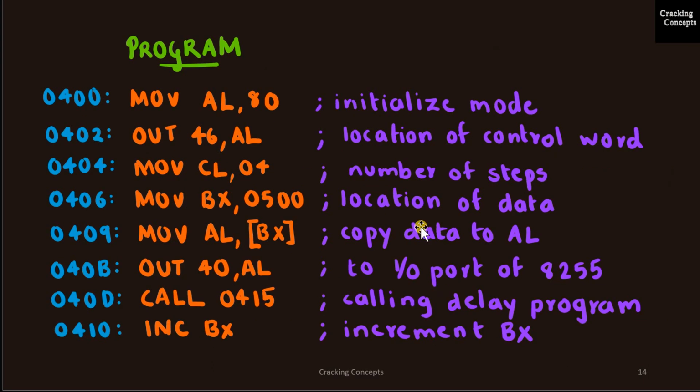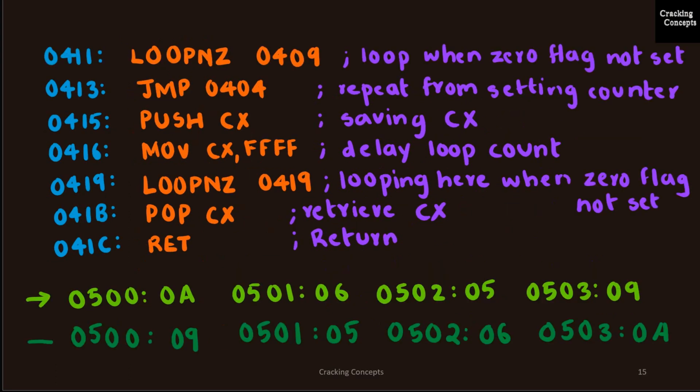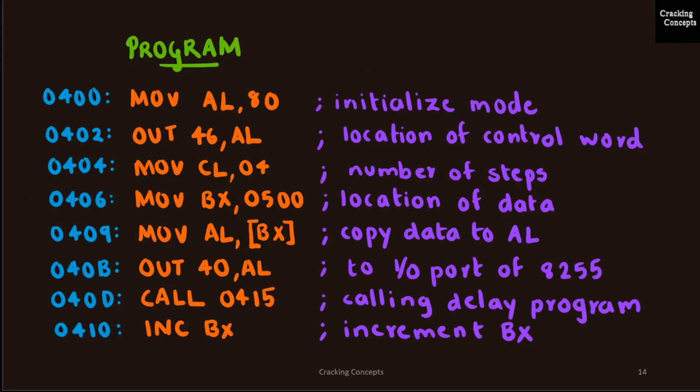What we do is we'll be moving it to AL, putting it on the IO port of 8255 and generating the delay again. Now this will be repeated for each of the steps. This will continue, and after that we'll jump to 0404 where we'll reload the value of CL again. Because each time, it will go in an infinite loop until you press the reset button of the microprocessor training kit. The stepper keeps on moving.